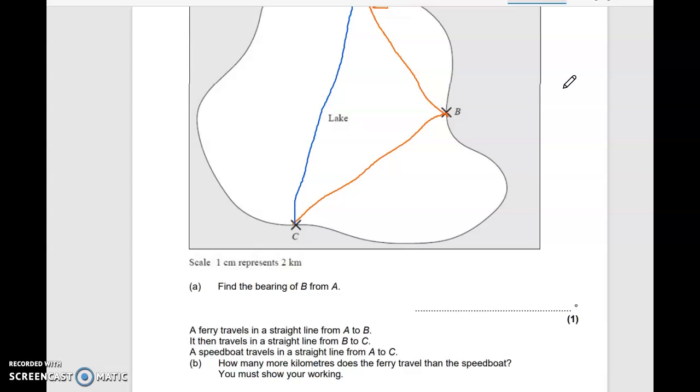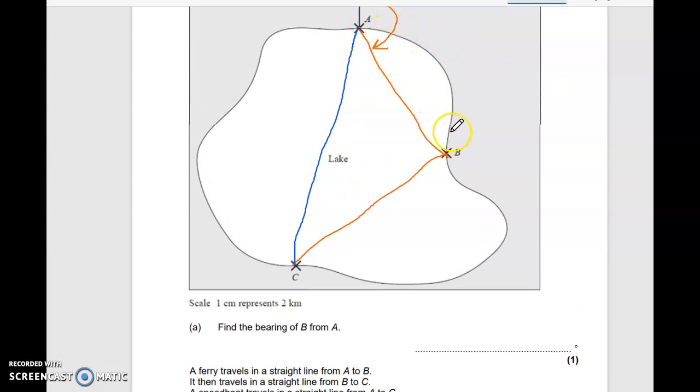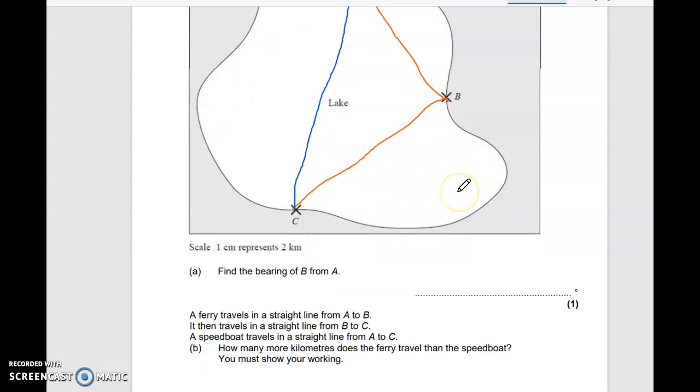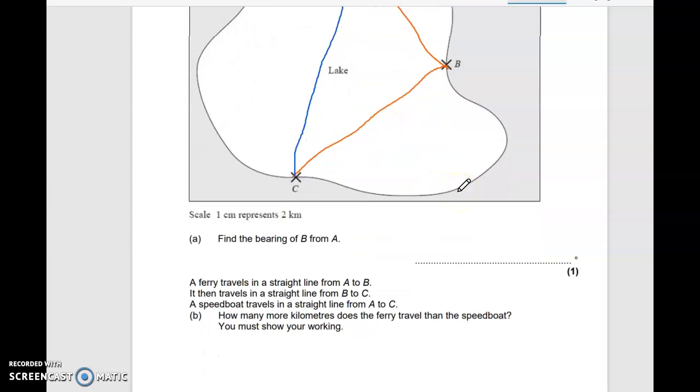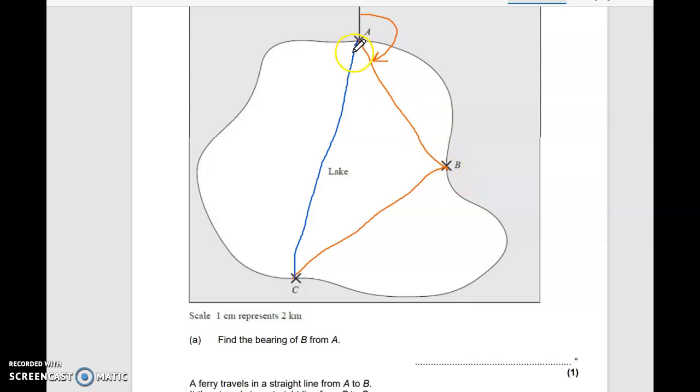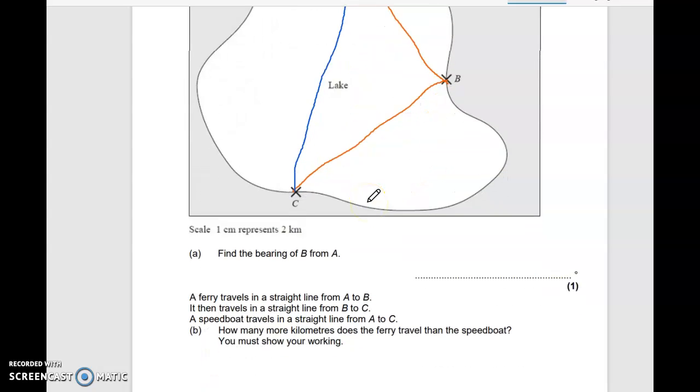You're going to measure in kilometres the distance from A to B, then the distance from B to C, and that will give you a total distance for the ferry. And then you're going to measure the distance from A to C directly, and that will give you the distance of the speedboat. And then to work out how many more, you will take those two answers away. Have a go.